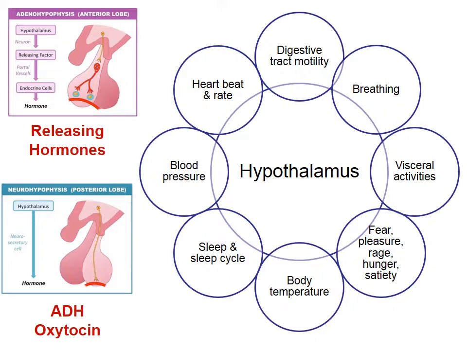The posterior pituitary, however, came from the same embryonic tissue as the hypothalamus. As a result, these 2 structures are connected directly with neurons. There are 2 hormones released from the posterior pituitary upon neural stimulation by the hypothalamus.